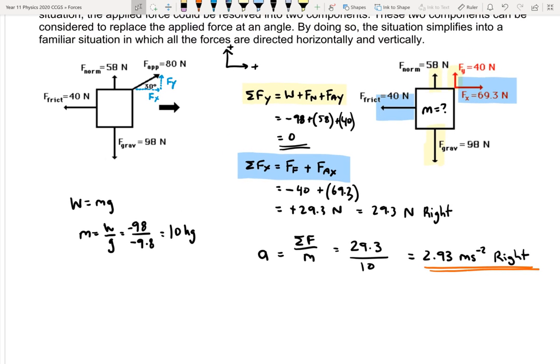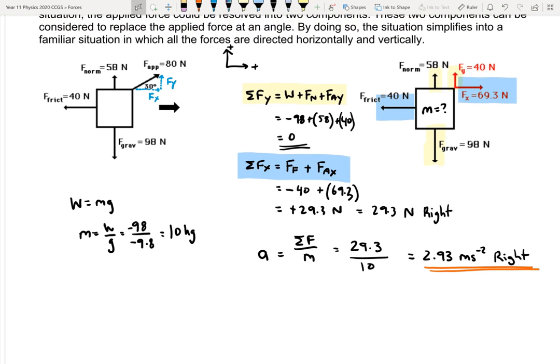One thing I want you to look at now, we've got the answer, and I think I glossed over it. Without that applied force, that object is just sitting there. You would have weight down, 98, normal up, 98. Now you add an applied force. It's actually doing two things. I need you to follow my logic here.